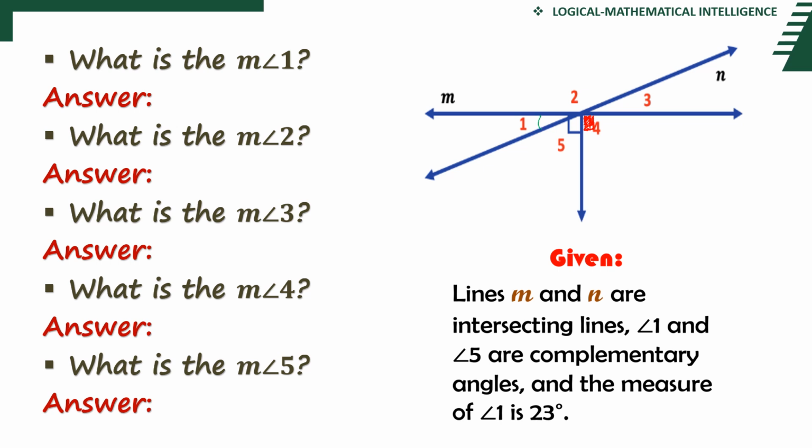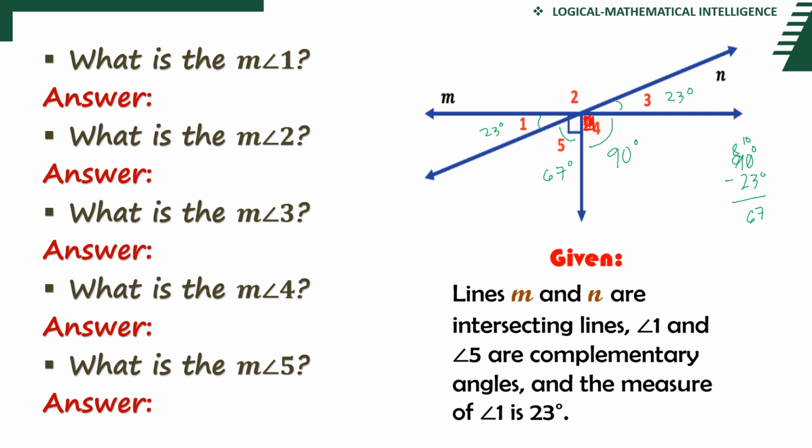So let's put it here. It's 23 degrees. Take note of that. Since angle 1 and angle 5 are complementary angles, we're going to have 90 degrees minus 23 degrees. So we're going to have 10, this one is 8, 10 minus 3 would be 7, 8 minus 2 would be 6. So angle 5 is 67 degrees. Now, angle 4 is 90 degrees. And as you can see, angle 1 and angle 3 are considered vertical angles, so definitely, this is 23 degrees as well.